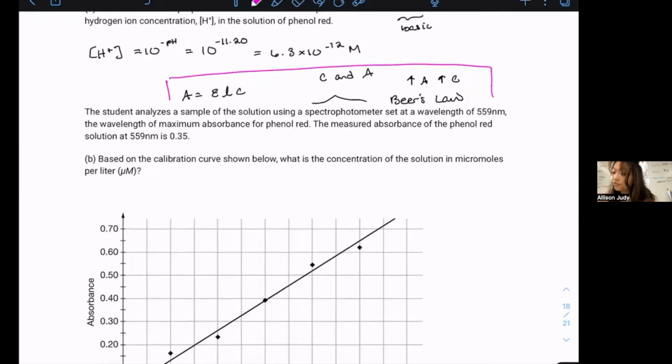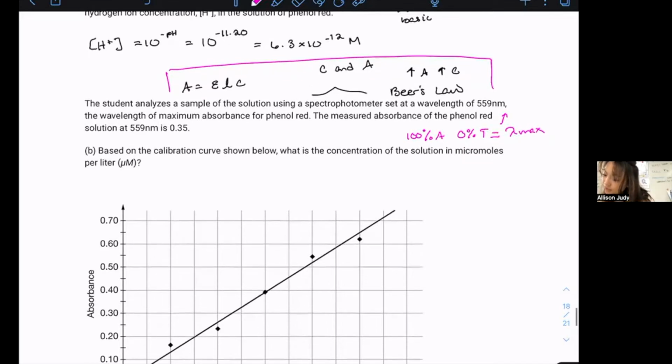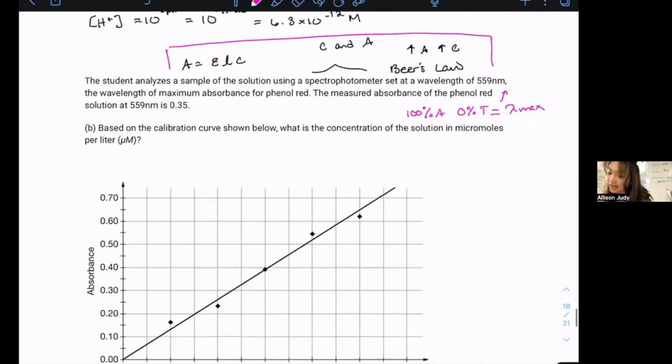The spectrophotometer is set at a wavelength of 559. So we know that this must be lambda max, the maximum wavelength of highest absorption. This is the wavelength where we see maximum absorbance and minimal transmittance. Okay. And at the wavelength of maximum absorbance for phenol red, the measured absorbance of the phenol red solution at 559 is 0.35. So we're told that A at 559 is 0.35.